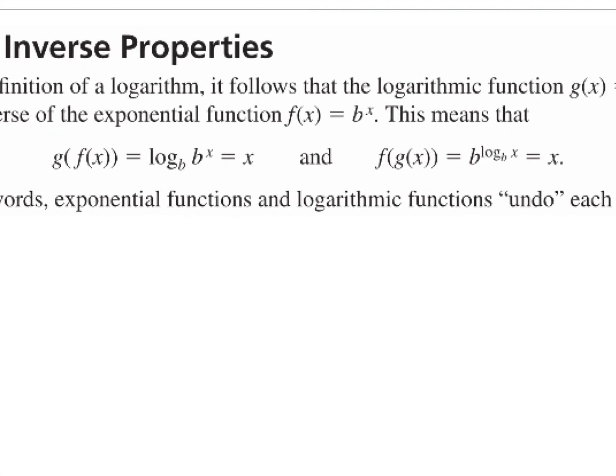So if we have log base b of b, this is actually just 1. It cancels out. So then we'd just be left with x as our answer. Same thing if we had b to the power of log with the base b of x, this would cancel out and we'd just be left with x as our answer.